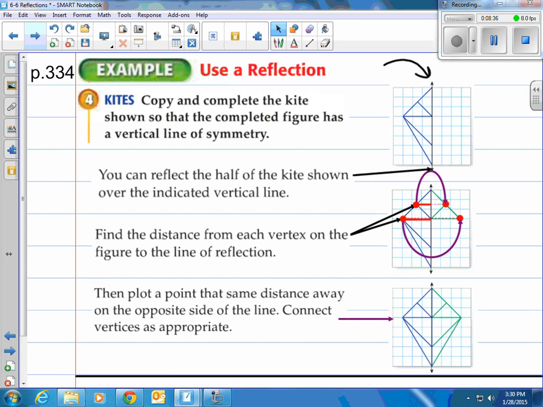So now that I have those points, then I can draw those little lines that are extra in there. It says then plot the points the same distance away on the opposite side of the line.